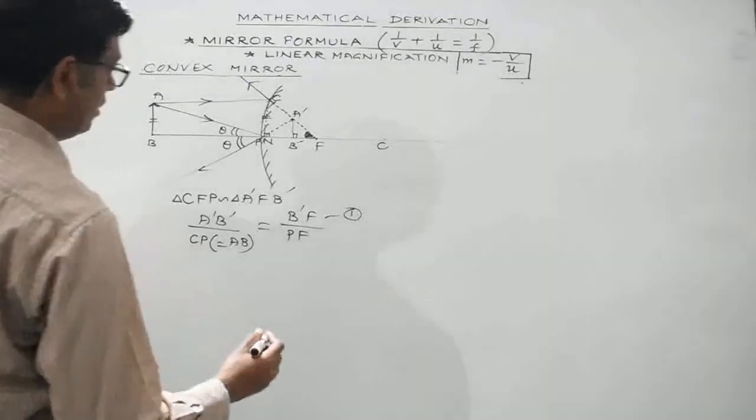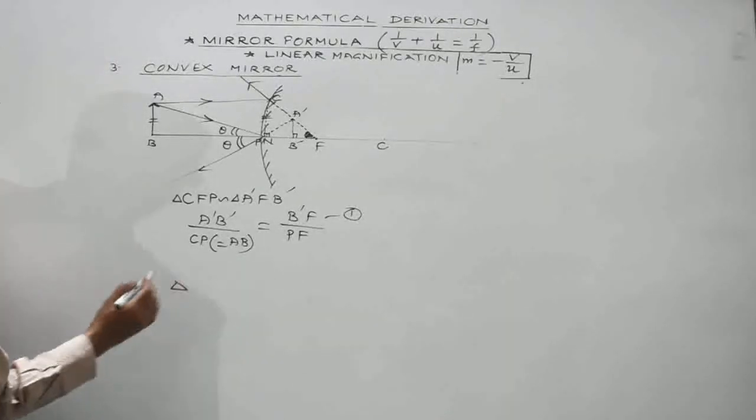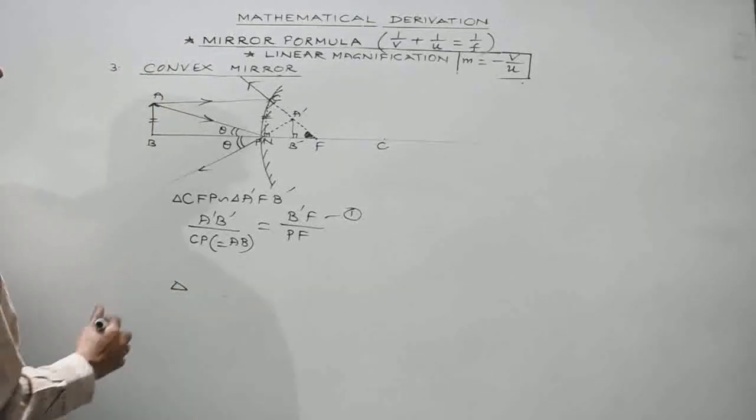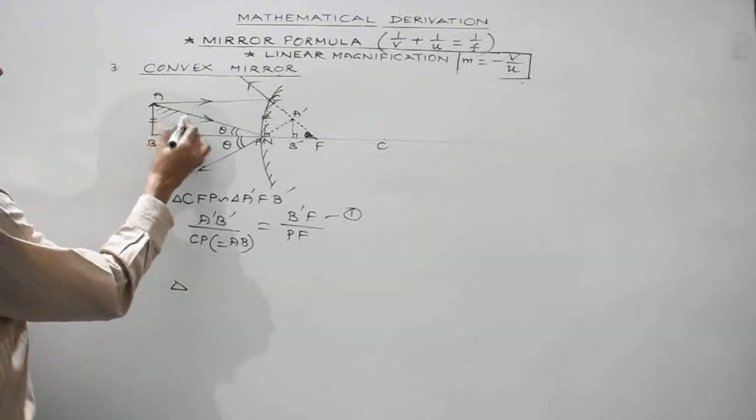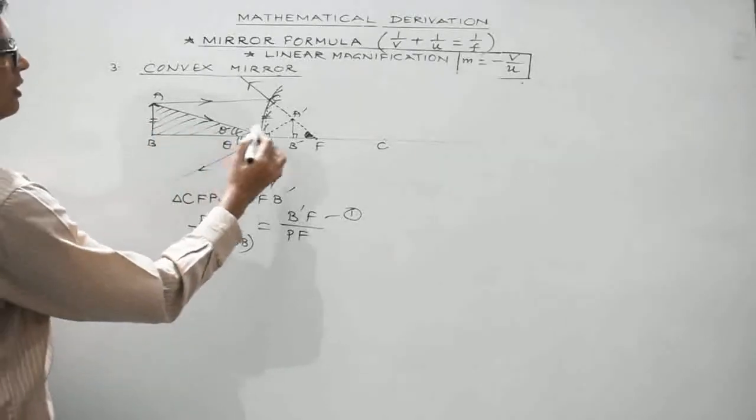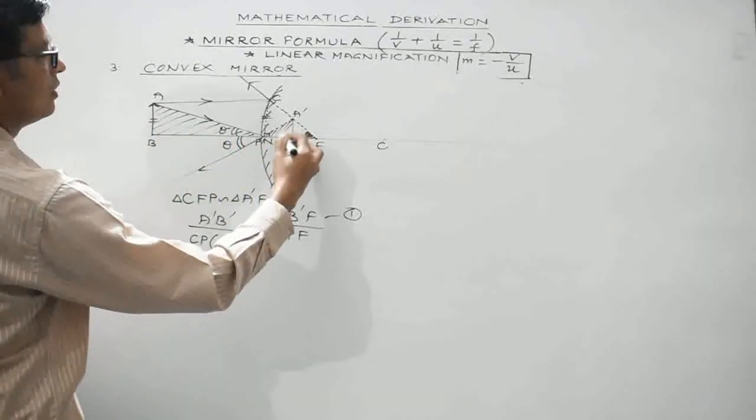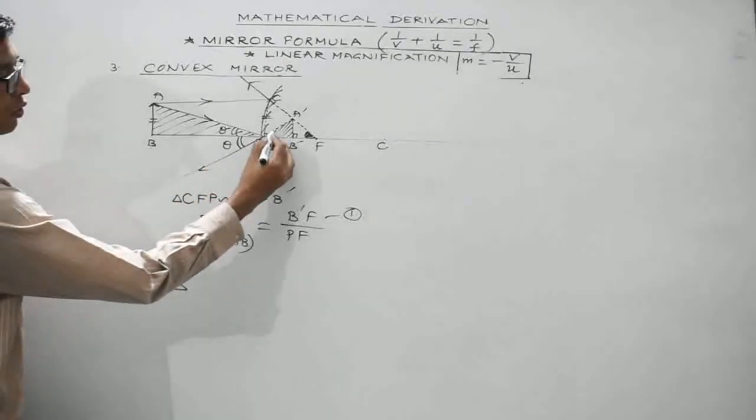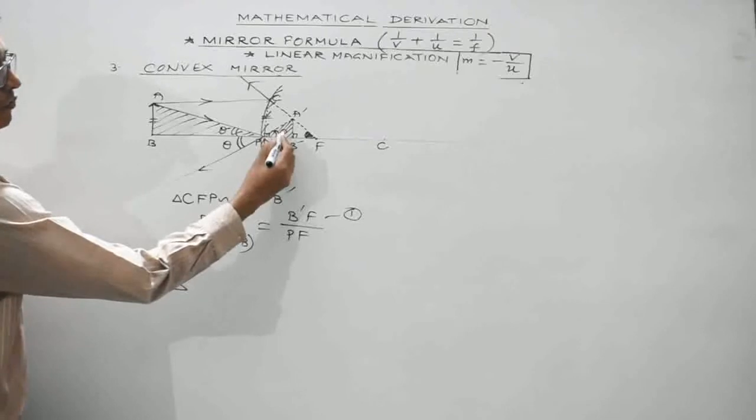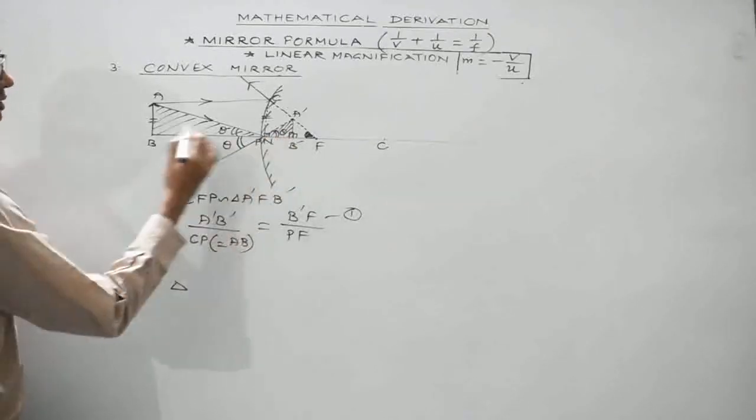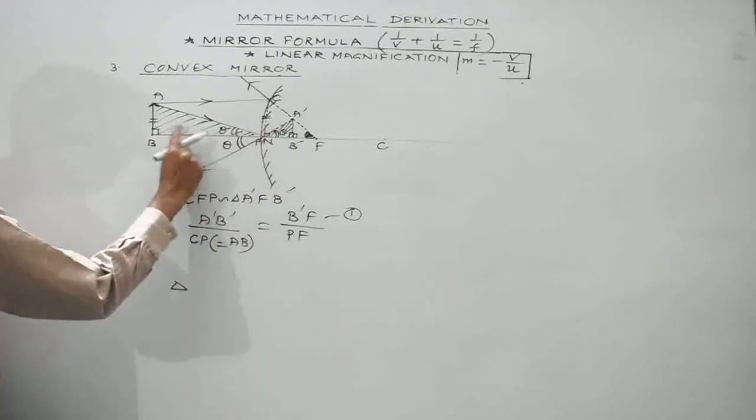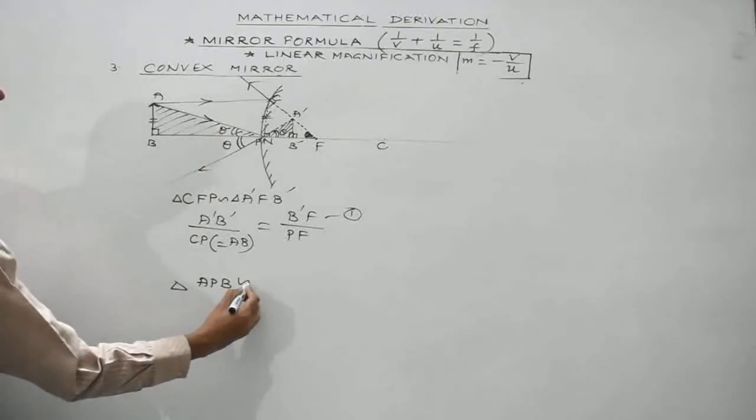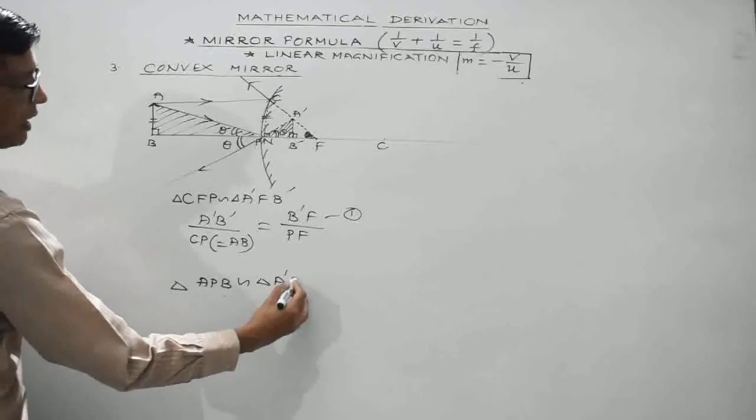Right? Now another pair of triangles to be considered. So consider this triangle, I'll shade it for you. Consider this triangle and this one. Look, this angle is equal to this angle. Both are vertically opposite angles. This is 90 degrees, this is 90 degrees. So these two triangles are also similar, that is triangle APB is similar to triangle A'PB'.